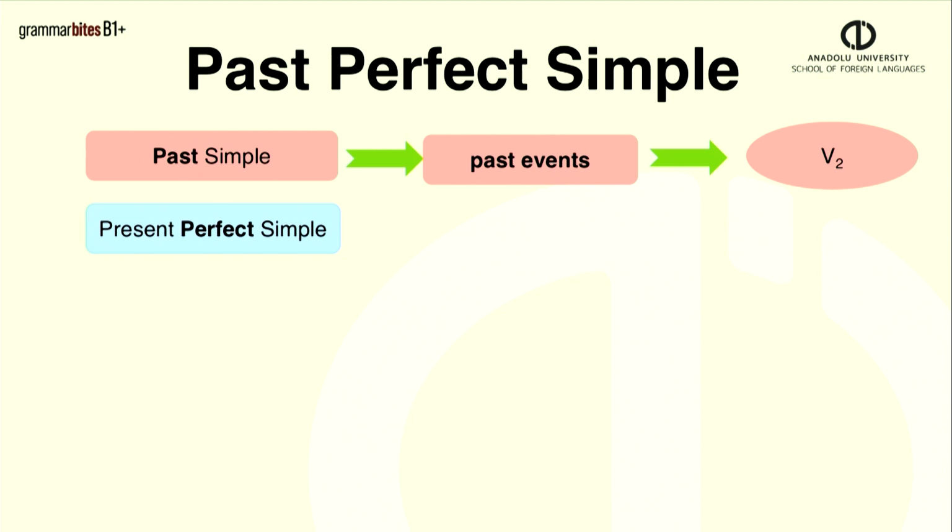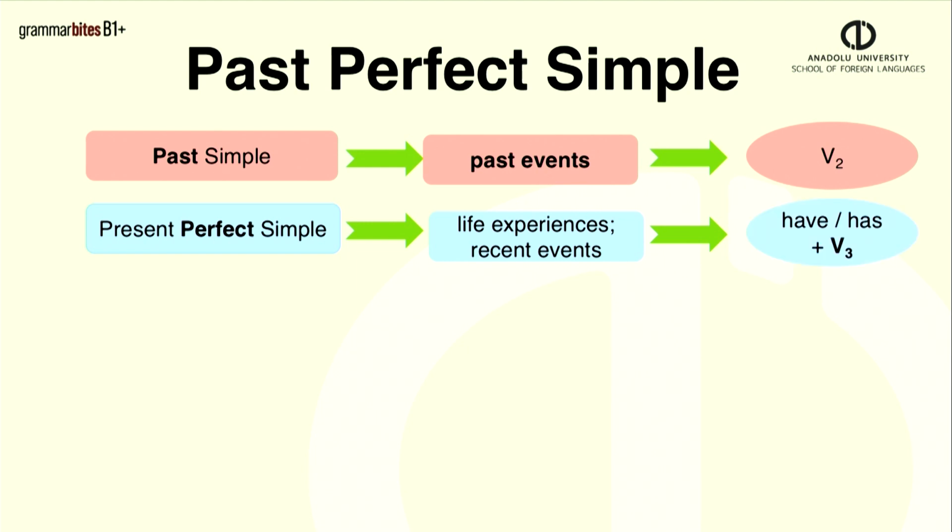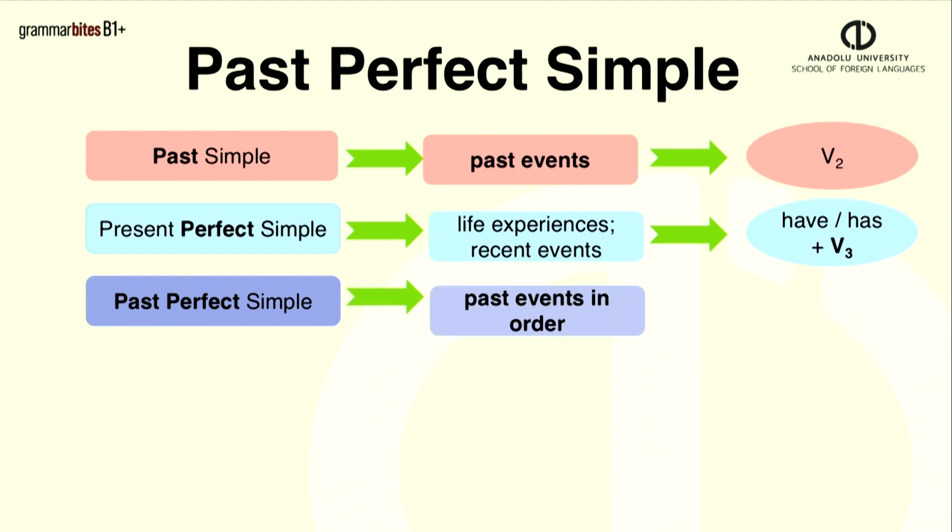We use the present perfect simple to talk about life experiences in general or the recent events that have just happened. In this tense, we use have or has for he, she, it, and the participle form of the verb, that is, verb 3. Now, the past perfect simple tense is used to order the past events and to show which happened first. We use had plus past participle form of the verb or verb 3.